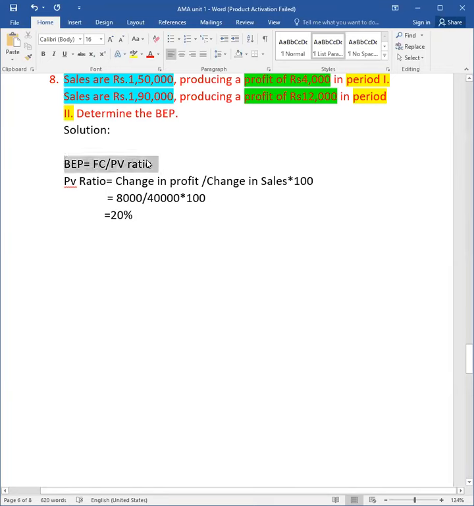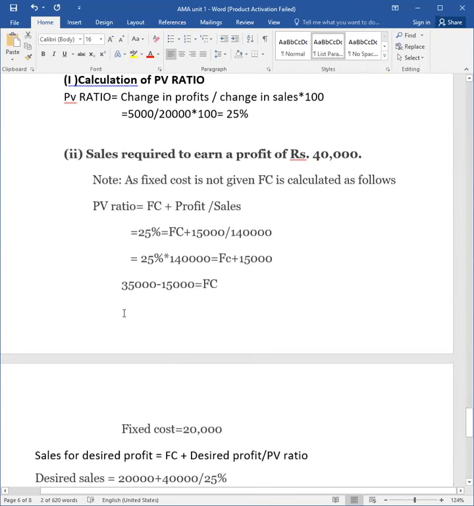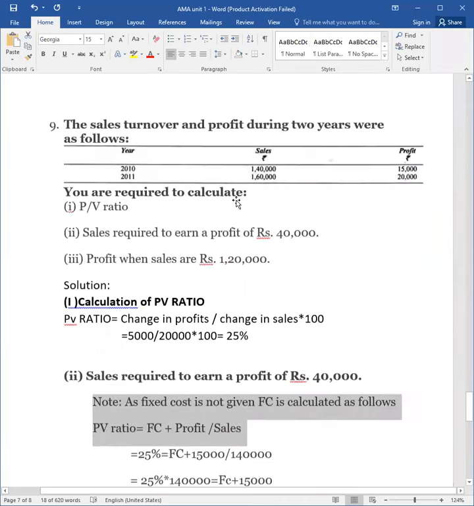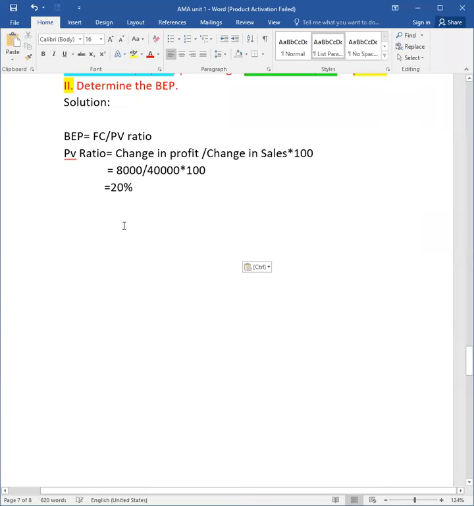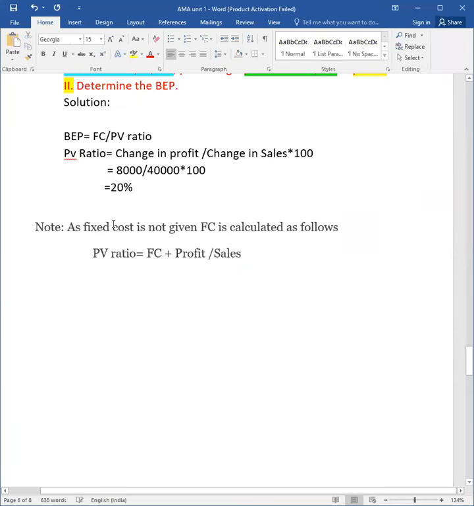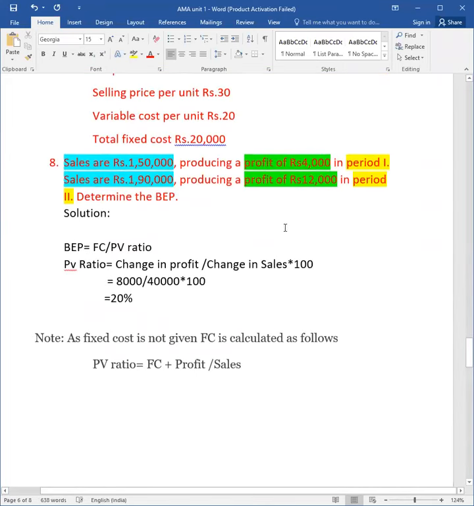To calculate BEP, you require fixed cost and PV ratio. You have calculated the PV ratio. Now you need to calculate the fixed cost. So again, we use the PV ratio formula to calculate the fixed cost. As fixed cost is not given, we can use the PV ratio formula. We have got the PV ratio, let's substitute it. The profit and sales are given for 2 years, so you can consider either the first period or the second period. You get back the same fixed cost because fixed cost remains the same.